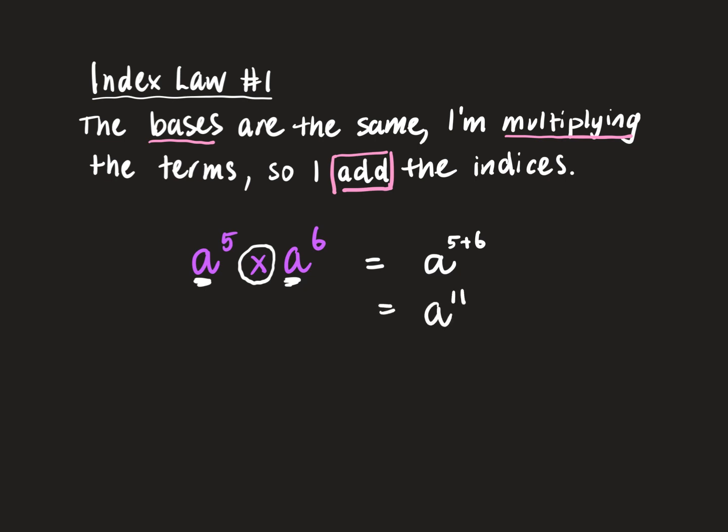How about this one? Does the index law apply here? Well, are the bases the same? Yes. Am I multiplying the terms? Yes, I am. So what do I do? I add the indices. It's going to be 3 to the power of 7 plus 1, which is 8.